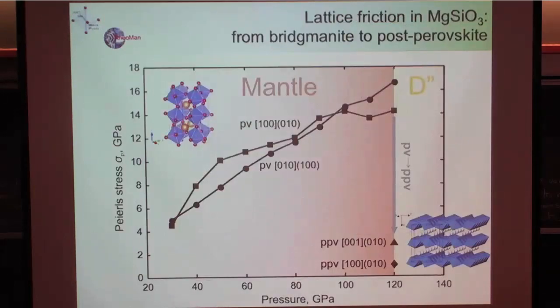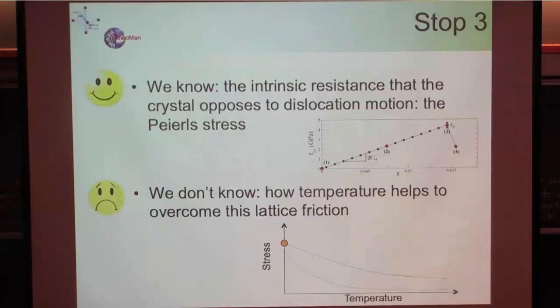But we can have surprises. You remember this elusive dislocation you barely saw? This one just glides very easily. And when we go from the perovskite to the post-perovskite, boom, it drops all of a sudden. And we have the propagation friction, which is opposed to this dislocation, which is very, very low in this layer of the post-perovskite structure. I will come back to that.